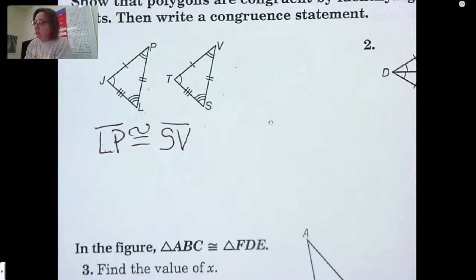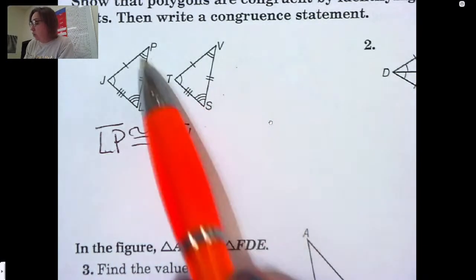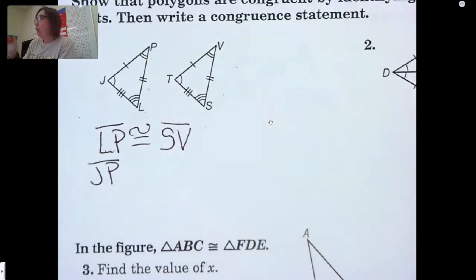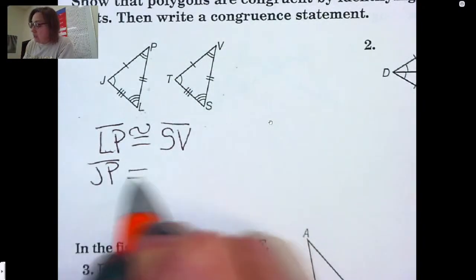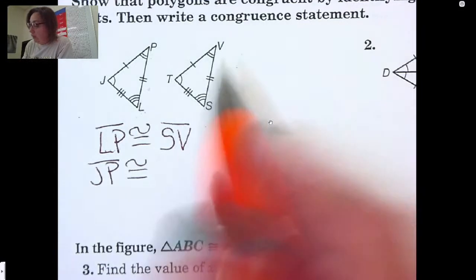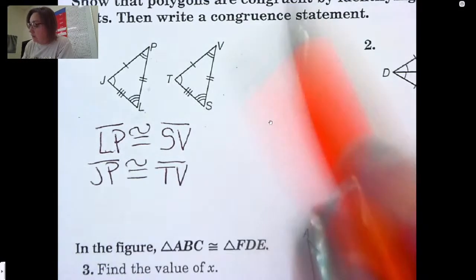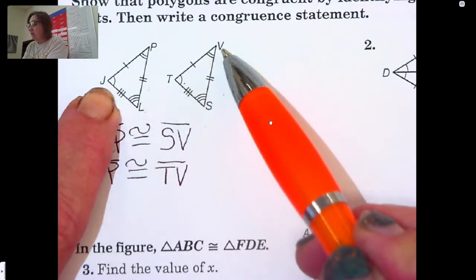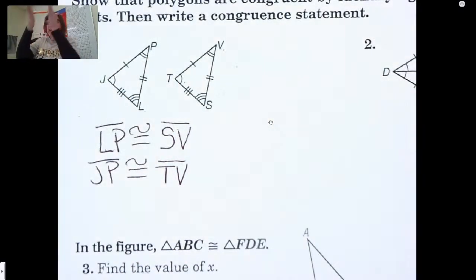Okay. So then let's name another segment in this one here. We got LP. What's another one? Another segment, another side. JP. Now, once again, it could be PJ, right? But we're going to call it JP because we're going to put it in alphabetical order. And then so it's congruent to what segment over here? TV. Now, why do we say the T first? Because it's congruent to J, right? And then we put the V second because it's congruent to P. So you put them with the ones they match up with, the ones they're corresponding with.